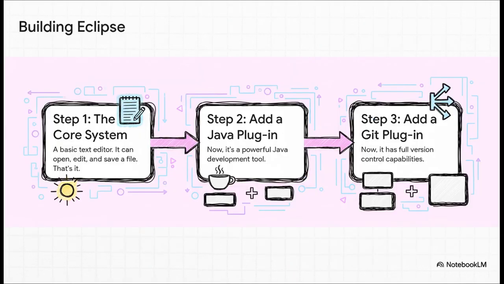So check this out. At its heart, the core of Eclipse is basically just a simple text editor. Seriously, it can open a file, you can type in it, and you can save it. That's the entire core system. But then, bam, you add the Java plugin, and suddenly it's a full-blown Java development environment. Then you add a Git plugin, and now it has world-class version control. Each major piece of functionality is just another plugin extending that simple, stable core.